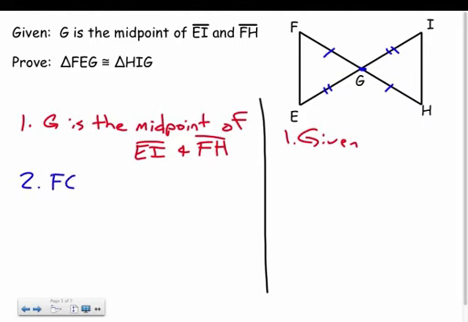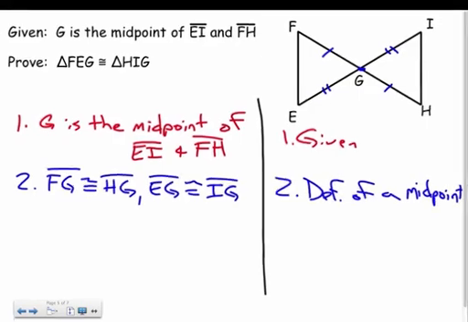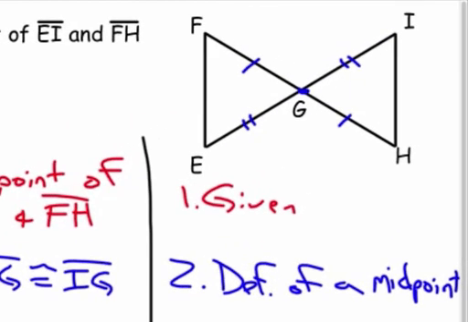So I'm going to say FG is congruent to HG. And I'm also going to say that EG is congruent to IG. And we just said that's because G is the midpoint, so it's the definition of a midpoint. I could also say the midpoint theorem, because there's a theorem for that. Either way is fine. Well, could I get FE and HI congruent? I don't think I can. There's nothing else given that's going to help me get those congruent.